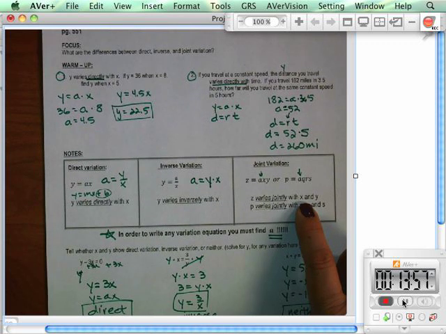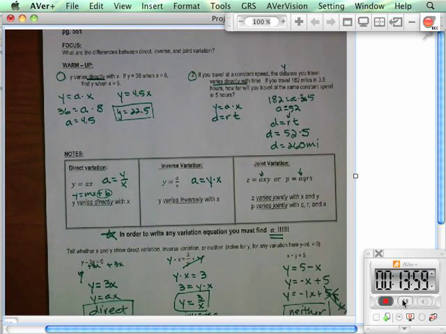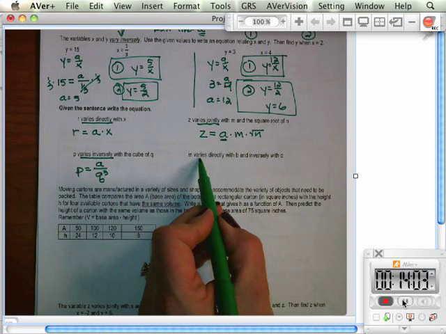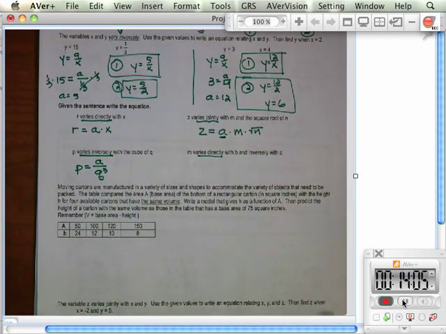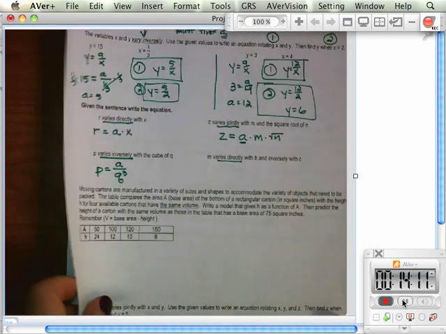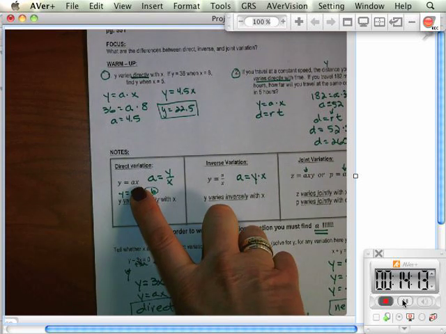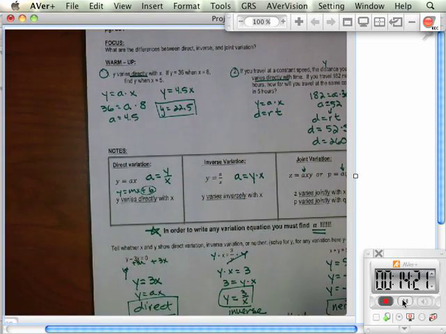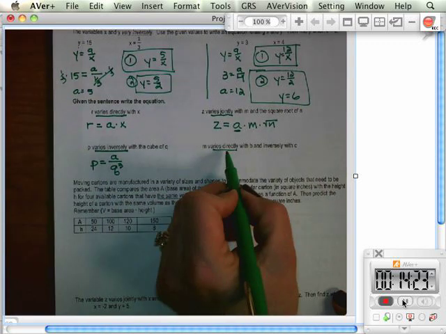Okay? Okay, M varies directly with B and inversely with C. Okay, so varies directly is when it looks like this, correct? And inversely is when there's a variable in the denominator. Okay, so we have two things going on here. So, first of all, M depends on this stuff.